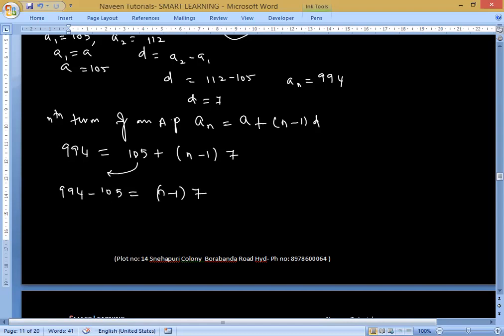So how much are you getting? 994 minus 105. So 9, 8, 8. So you are getting 889 is equal to N minus 1 into 7. In the next step, I'm going to cross multiply 7. So N minus 1 is equal to 889 by 7.